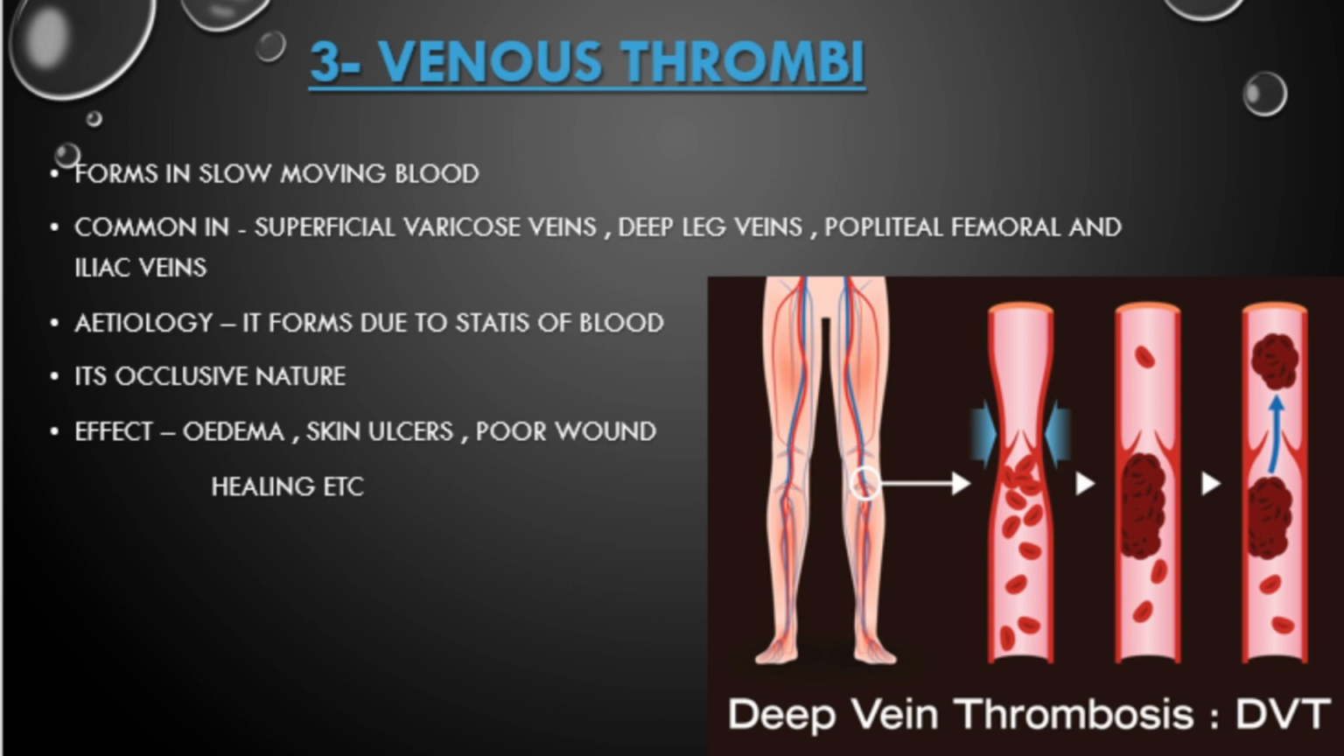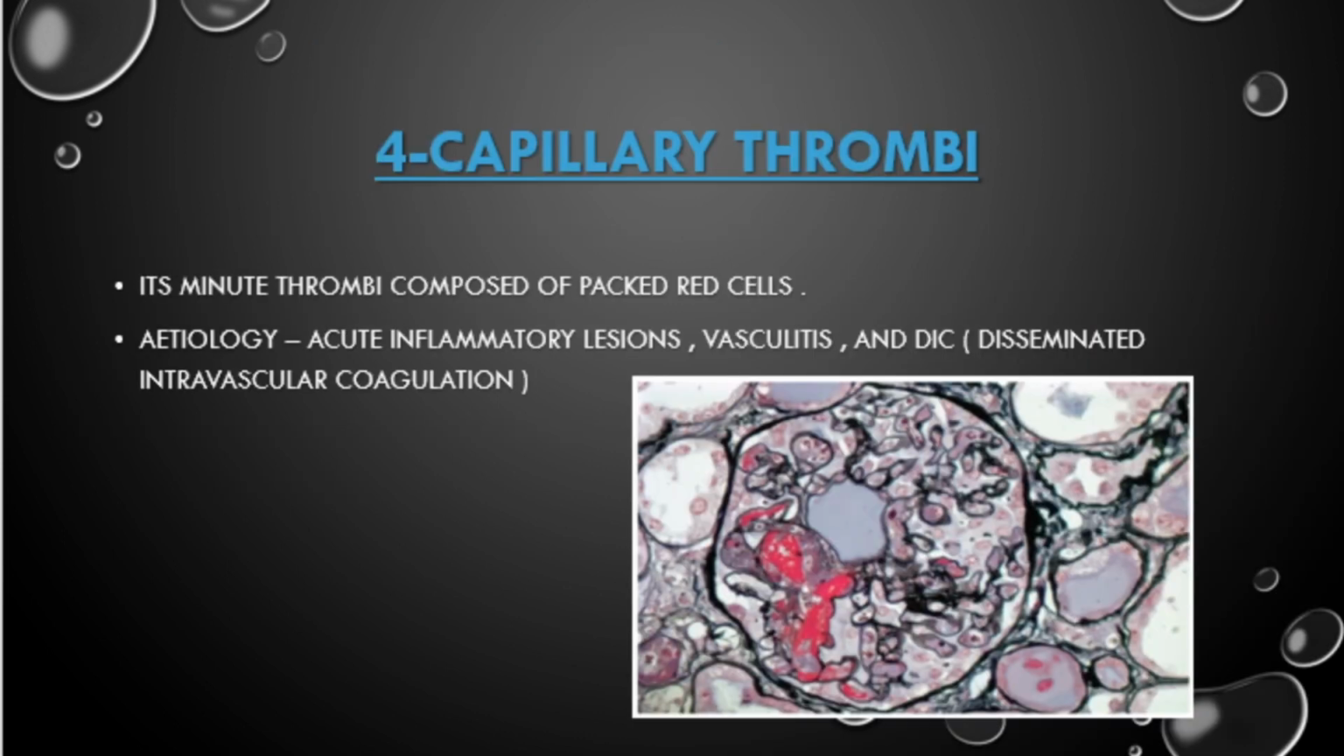Then the last type of thrombi is capillary thrombi. It is a minute thrombus composed of packed red cells, and the etiology of capillary thrombi is acute inflammatory reactions, vasculitis, and DIC, that is nothing but disseminated intravascular coagulation.